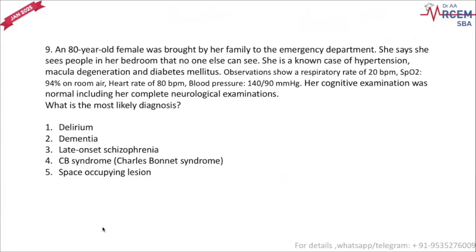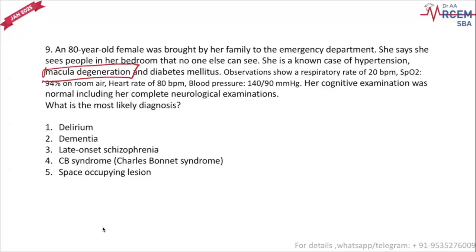An 80-year-old female was brought by her family to the ED. She says she sees people in her bedroom that no one else can see. She is a known case of hypertension and macular degeneration. Observations are completely fine. Her cognitive examination was normal, including her complete neurological examination. What is the most likely diagnosis here?